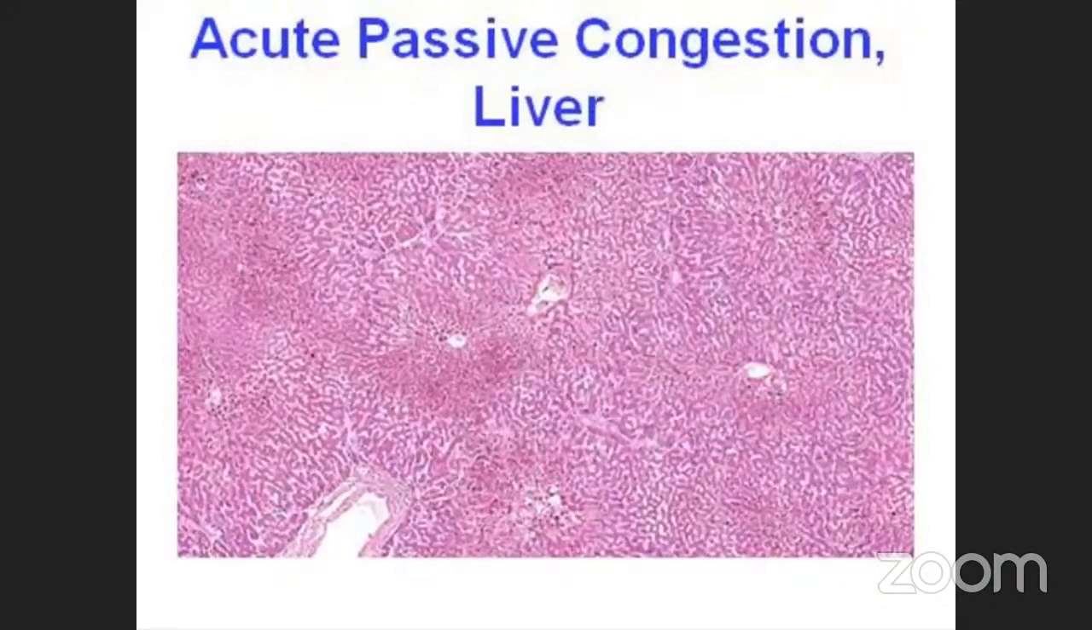That's why blood oozes out around the central area surrounding the central vein. So here there is a hemorrhagic necrosis and congestion occurs. On the periphery, you will get a fatty change of the liver due to chronic hypoxia.